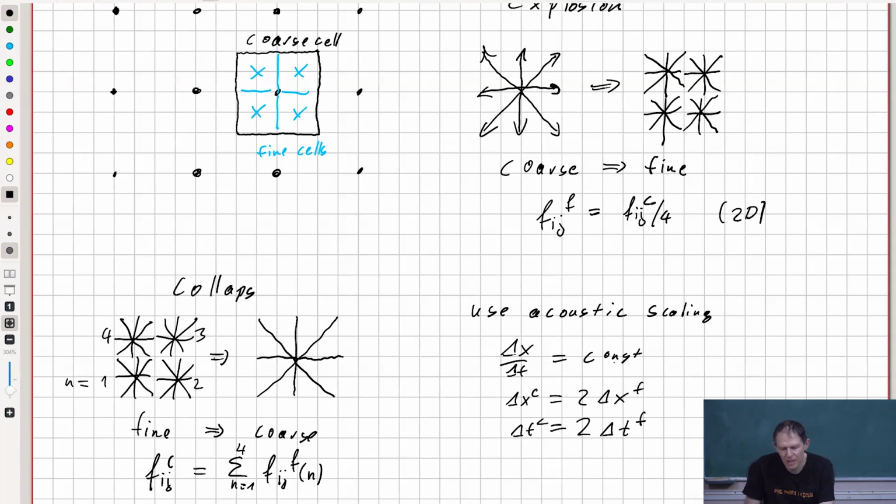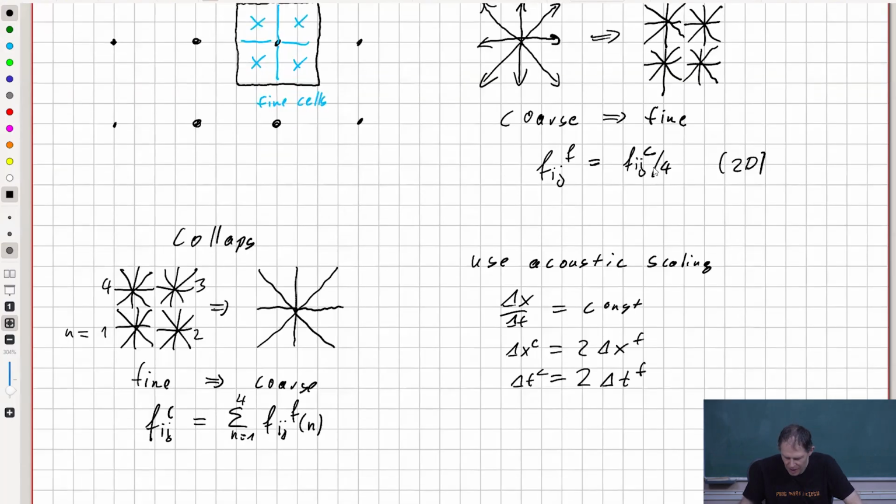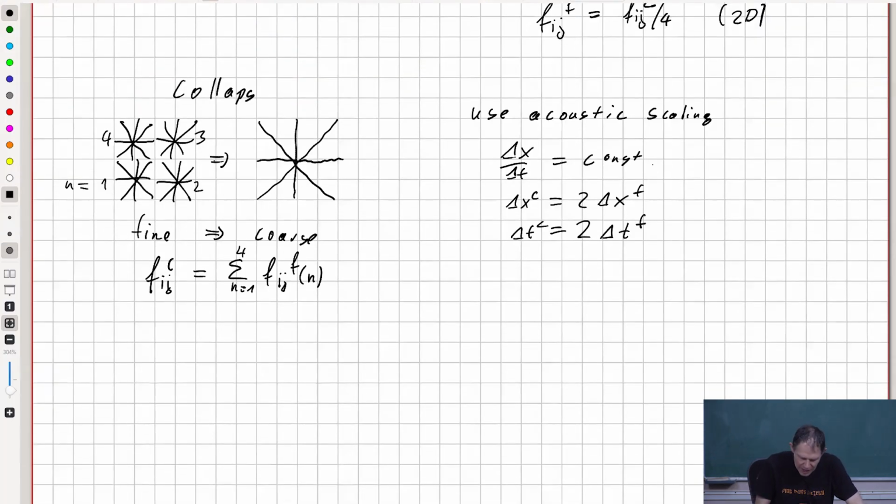Okay, so pretty simple. You split them up, you collapse them together. So this is how it was done. Question. So I told you we don't have convergence in acoustic scaling, so why do we use acoustic scaling?